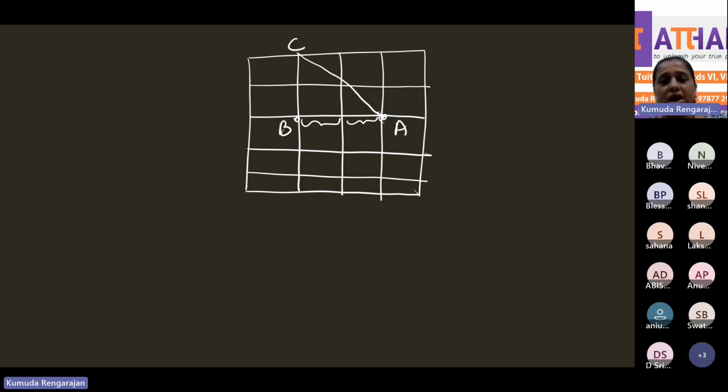There's a point C and you want to find the distance AC. If you want to find the distance AC, you cannot count 1, 2. No, this one is not 1 unit. This is 1 unit. This is 1 unit. This one will be more than 1 unit.